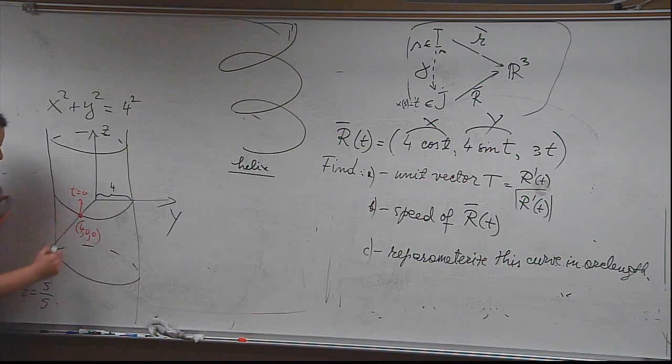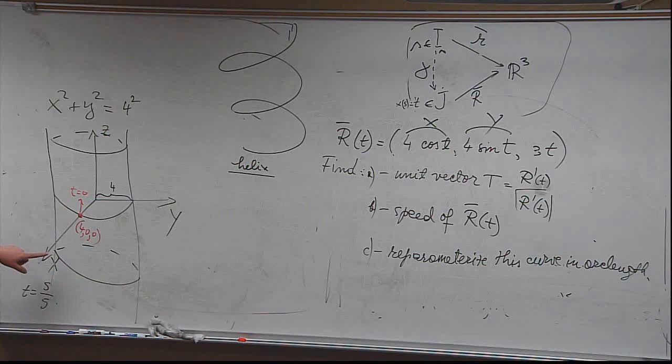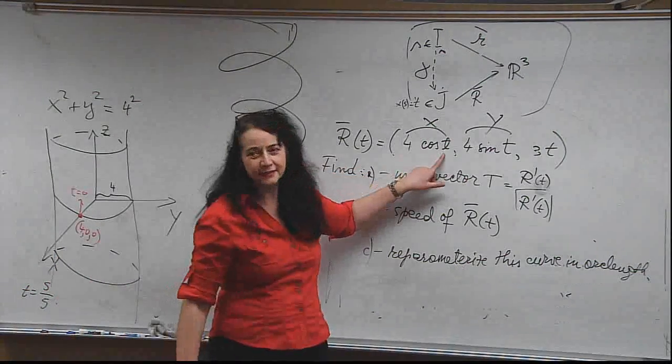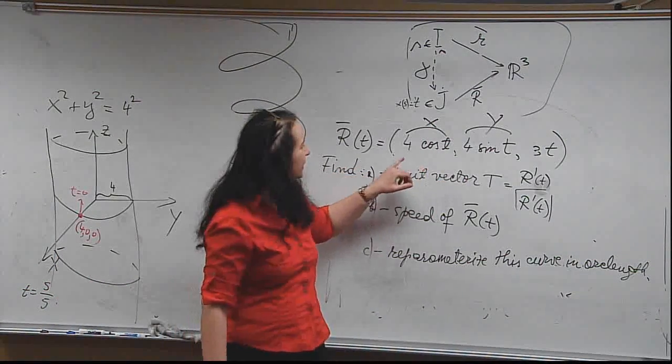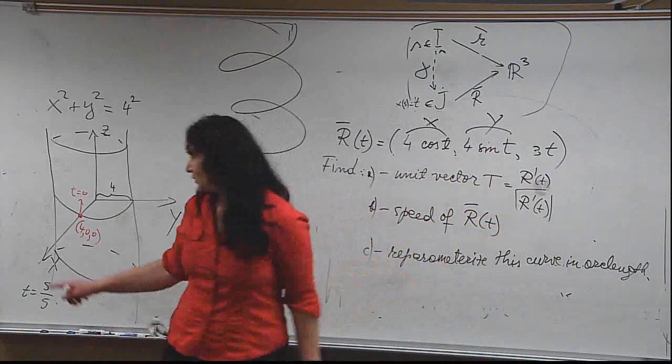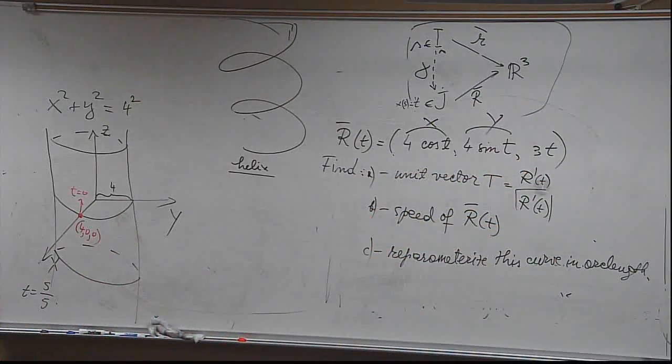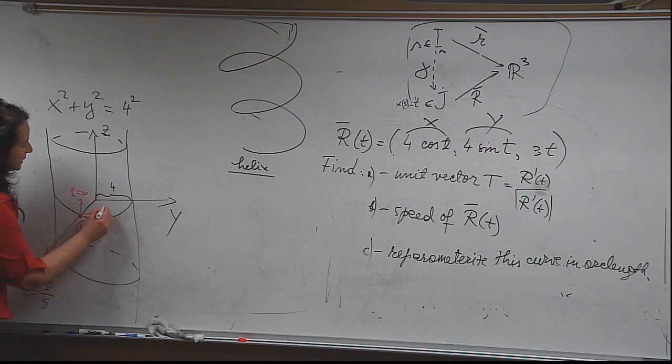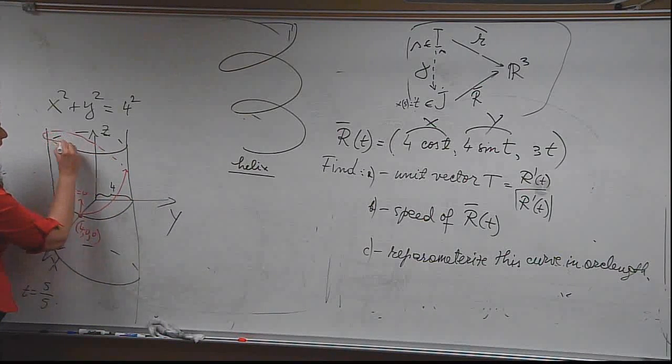How do you get 4, 0, 0? Very good question. I'm on x, y, z. X is 4, y is 0, z is 0. I plug in t to be 0, and I get 4 times 1, 4 times 0, 3 times 0. So I know I'm starting here. And I move along the cylinder like that.